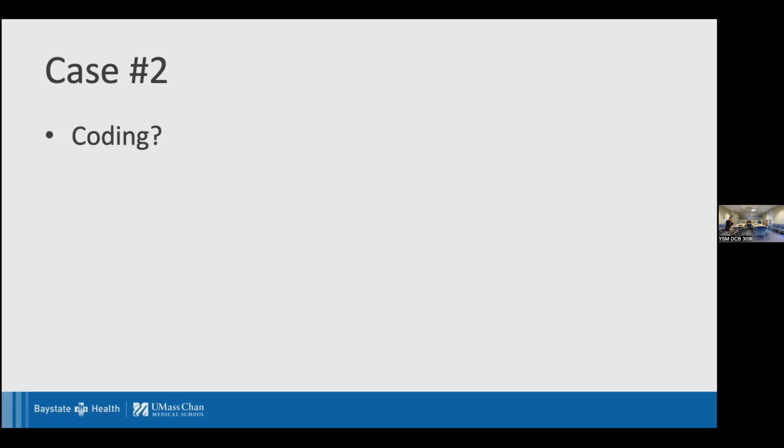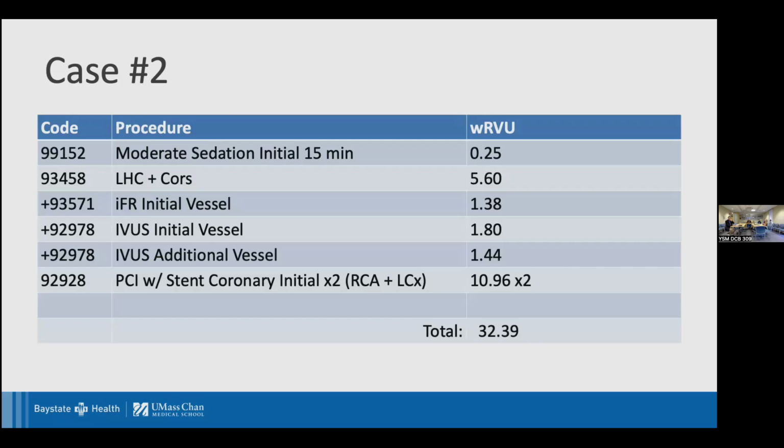Okay, let's go through the coding on this one. So moderate sedation, right? You gave fentanyl midazolam, 0.25 RVUs for that. Left heart and cores. Okay. We measured an LVEDP, was 19, and then you shot a coronary angiogram. 5.6 RVUs for that. IFR initial vessel, right? We IFR'd the LAD. You get 1.38 RVUs for that.